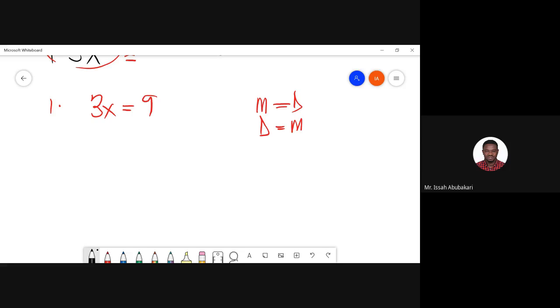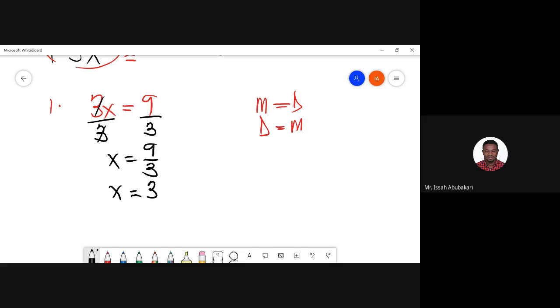We are going to divide both sides by the number multiplying x. So the number multiplying x is 3, so we divide by 3. And divide this one too also by 3. 3 cancels 3, and we have x is equal to 9 divided by 3. And 9 divided by 3 is the same as 3. So our x is equal to 3.